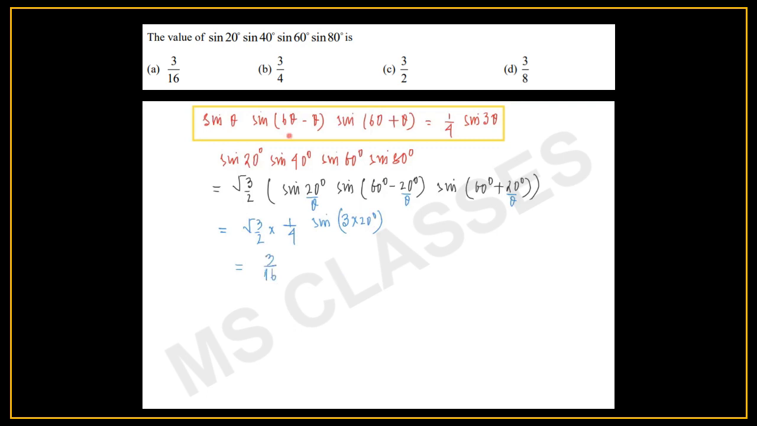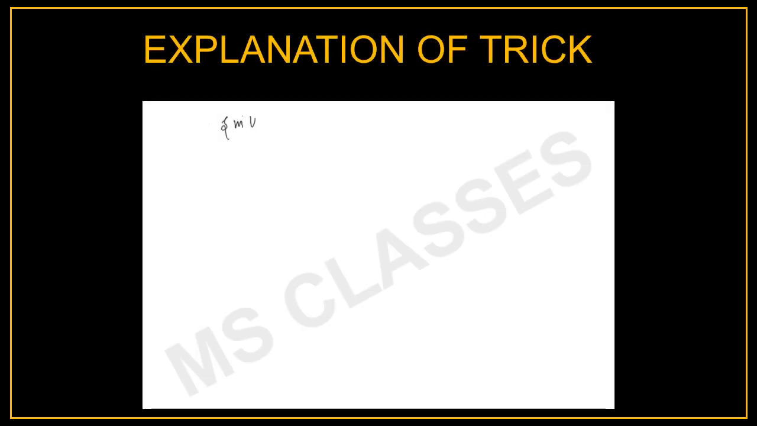Obviously, we can understand the derivation of this formula also, which is also a very simple thing. Sine theta, sine 60 minus theta, sine 60 plus theta. We can rewrite this as sine theta into sine 60 plus theta into sine 60 minus theta.